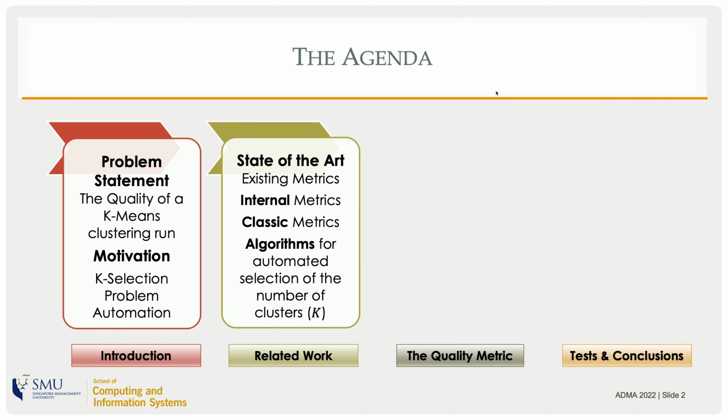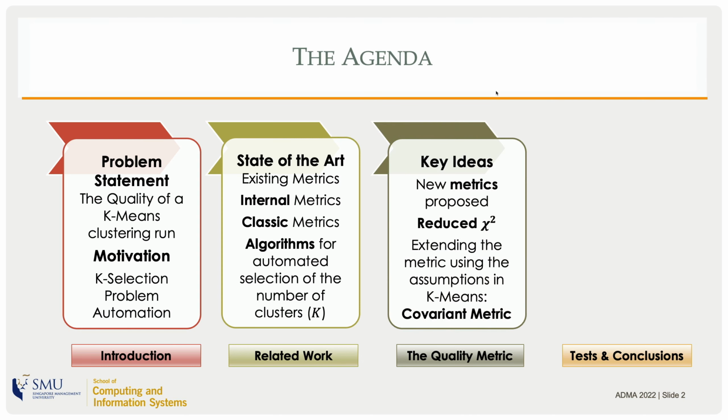Before diving into our metric, let's first briefly look at what's out there. There are some internal proxies for the quality, and there are some classic metrics. And then there are algorithms that solve at least part of the problem, which is the selection of the number of clusters to form.